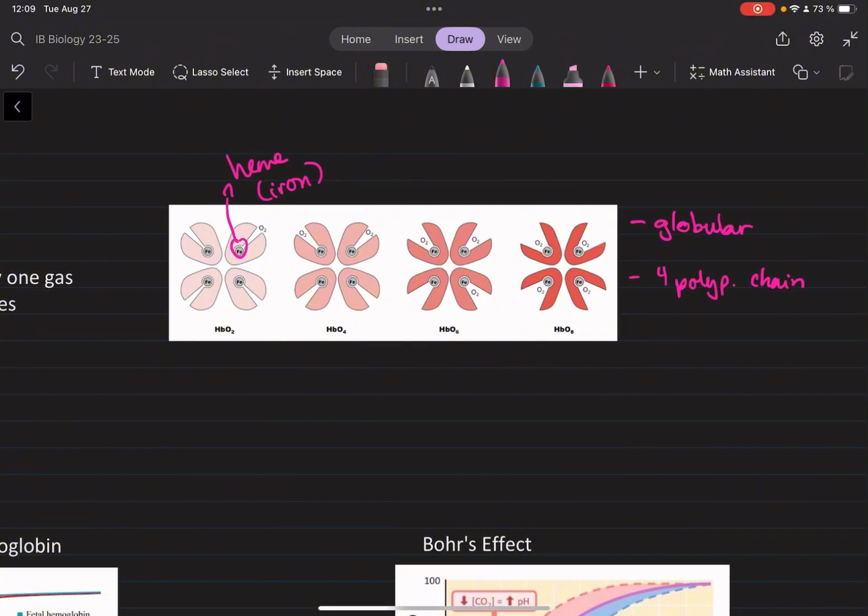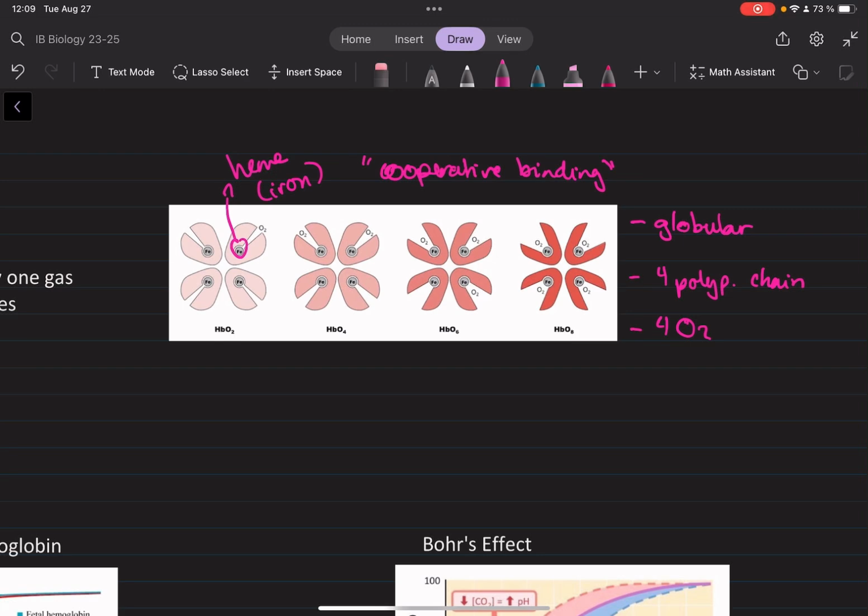And because there are 4 polypeptide chains in 1 hemoglobin molecule, you will get 4 oxygens bound onto it. Now, as you can tell from this diagram, as more oxygens bind onto this hemoglobin, the conformation, aka the shape of the hemoglobin, changes. And this is called cooperative binding.